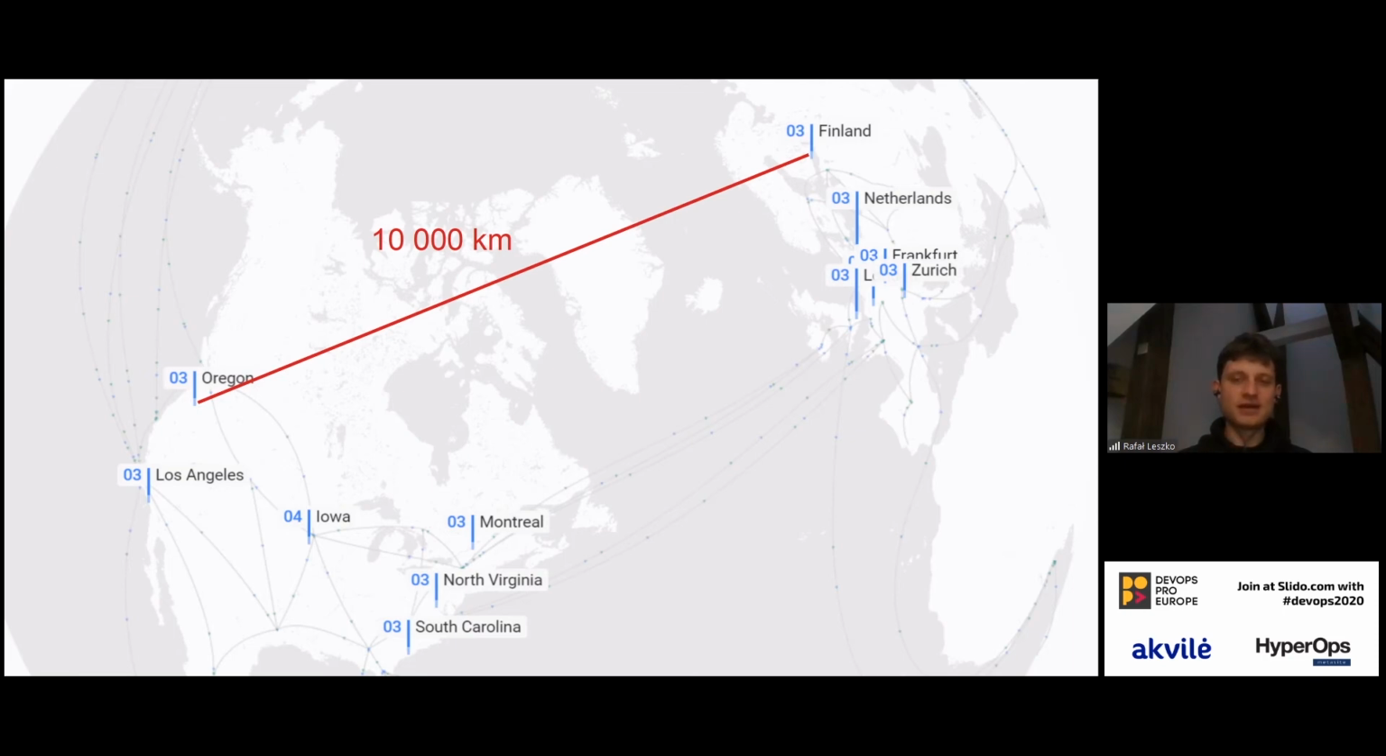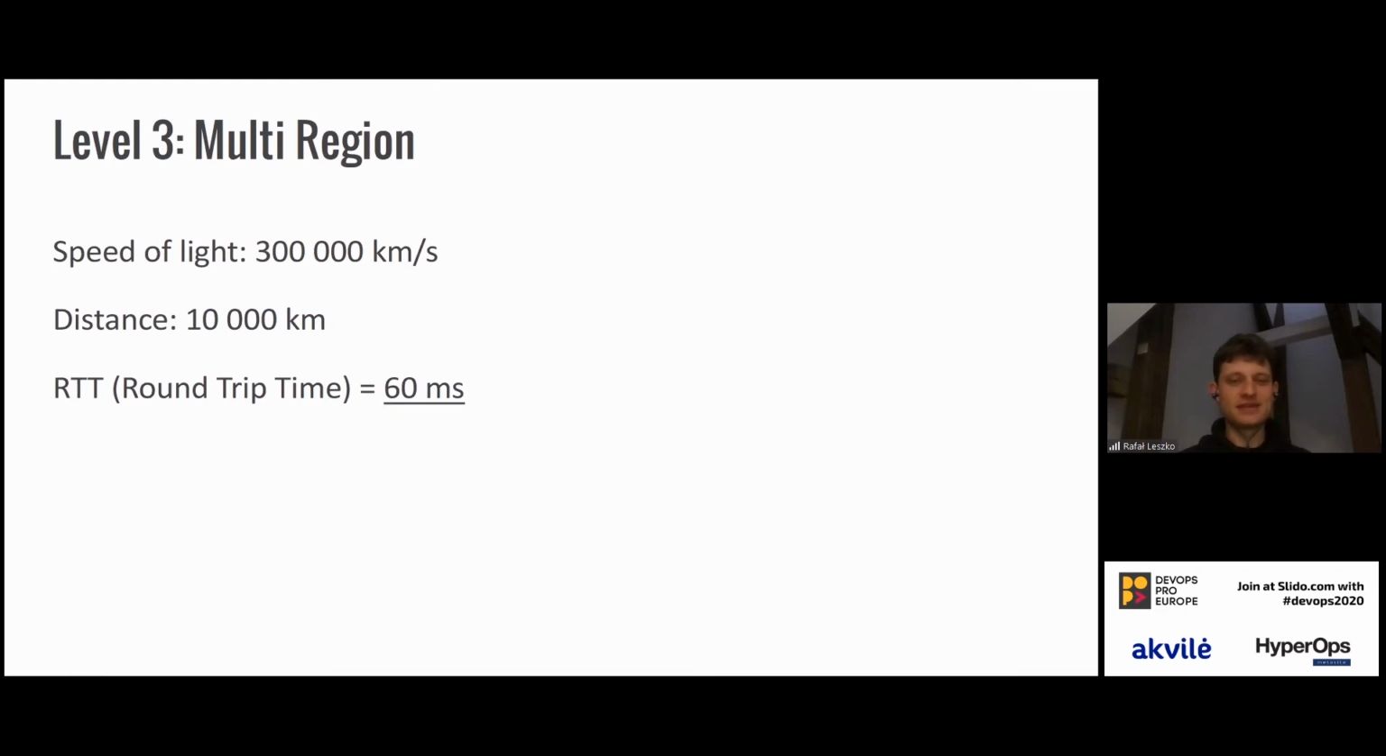So it's far away, even for light. If you measure the speed of light and the distance, you will see that if we send light in a vacuum, the round trip time would be 60 milliseconds, which is already a lot, but it's in a vacuum. It will be at least twice or 3 times more in fiber, not to mention all the routers in between. So it's just slow because of the physics.